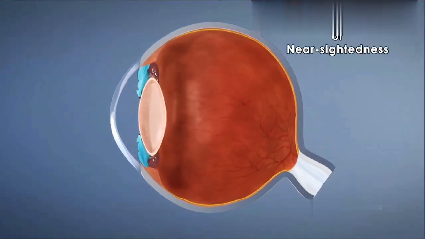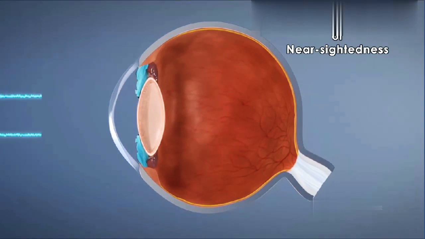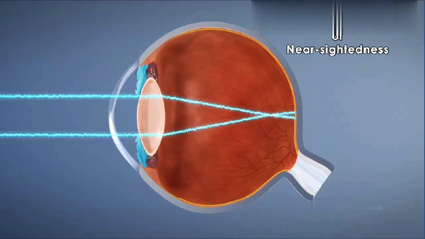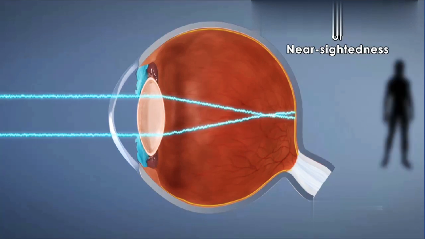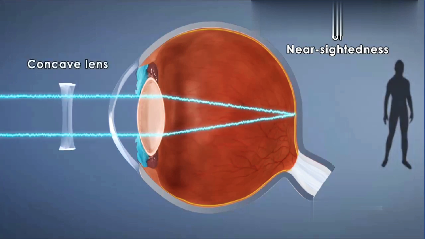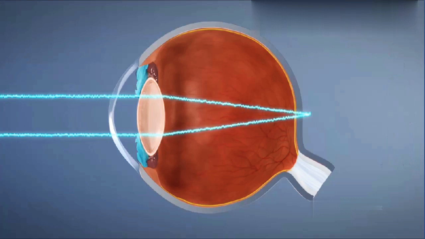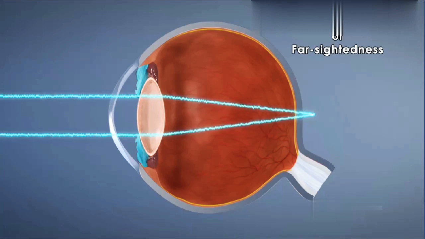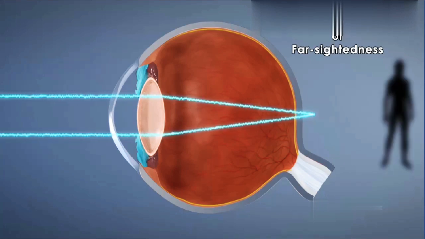In people with myopia or nearsightedness, the eye will focus the image of a distant object in front of the retina instead of on the retina. As a result, a blurred image will be formed. Myopia can be corrected through the use of a concave lens. In hyperopia or farsightedness, the eye will focus the image of nearby objects behind the retina. This condition can be corrected through the use of a convex lens.